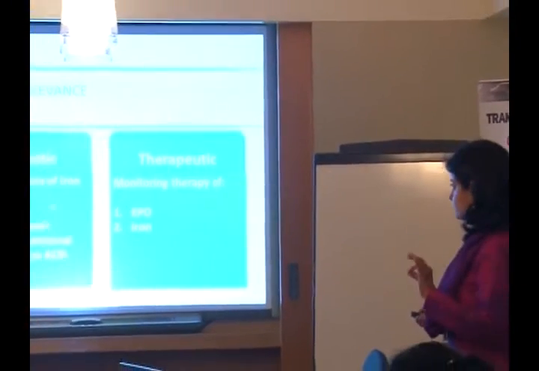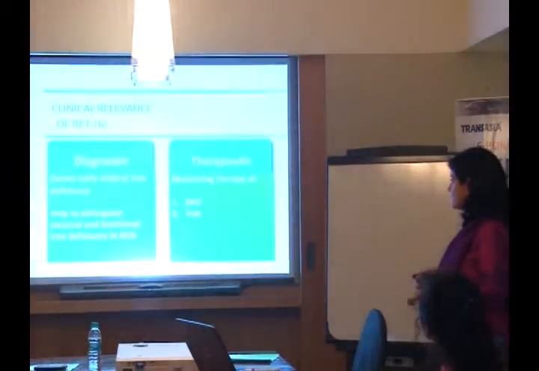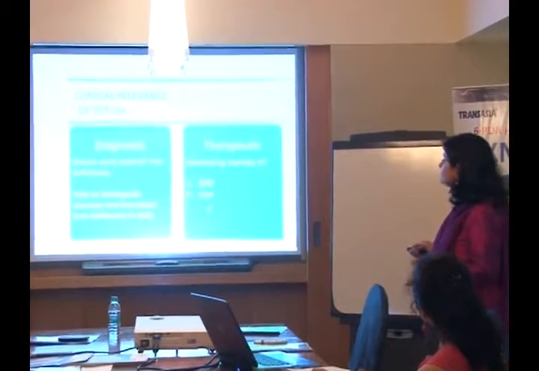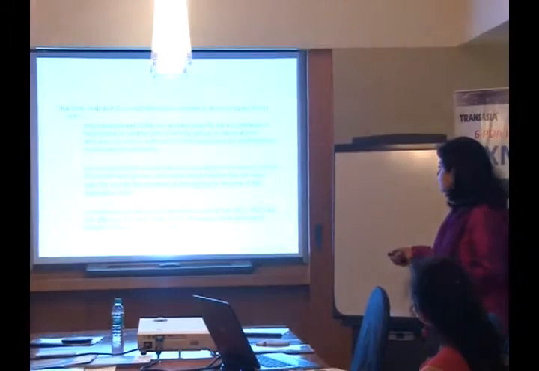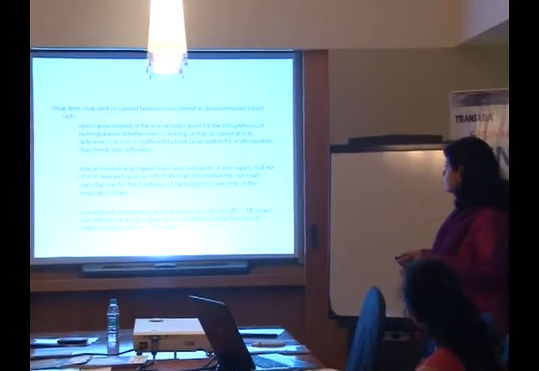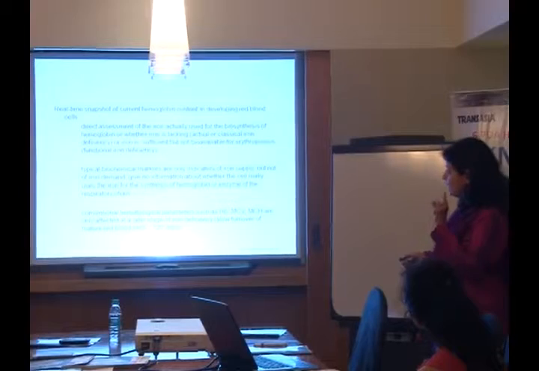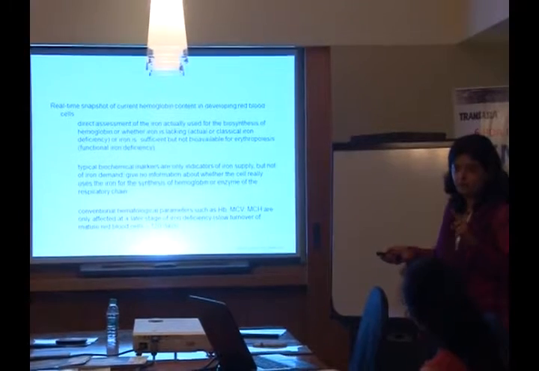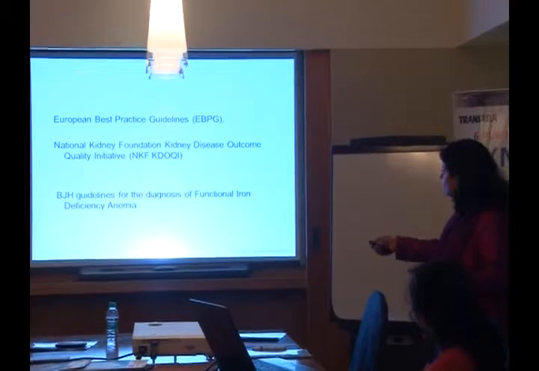So, the clinical relevance of the reticulocyte hemoglobin is two things: detecting early stage iron deficiency, to help you differentiate between classical iron deficiency and functional iron deficiency anemia, and, most important, monitoring of therapy. The biochemical markers that we use, serum iron, TIBC, ferritin, are only an indicator of the iron supply, but they do not tell you about the iron demand, whether that iron is available for the synthesis of hemoglobin or not. So using red HE along with erythropoietin levels is very important for diagnosis of anemia of kidney disorders, and these are all the guidelines.